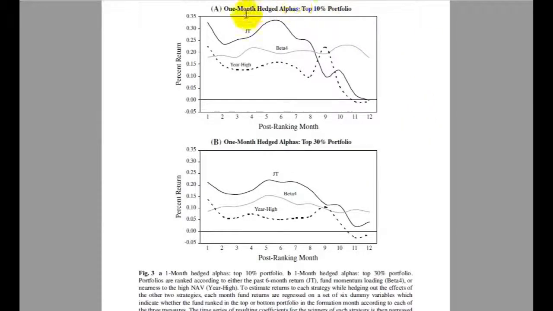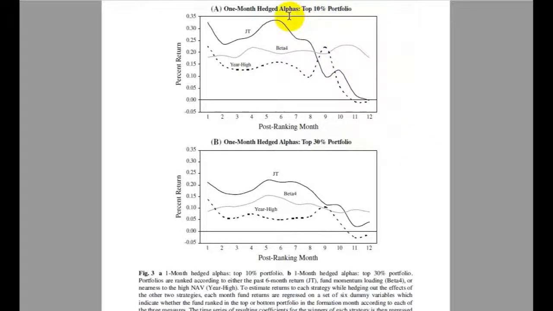So next the authors take, here in figure 3, the results from table 4 that we just looked at and put them in a graphical form to show the different hedged alphas over the 1 to 12 month holding period. And here we've got the top 10% of the portfolio and the top 30% of the portfolio.